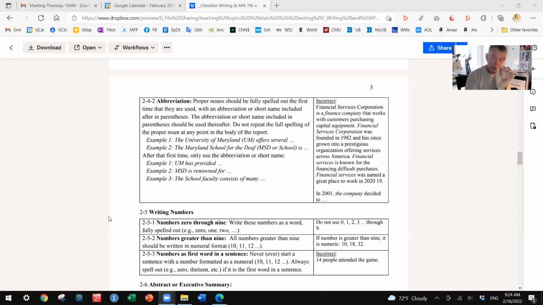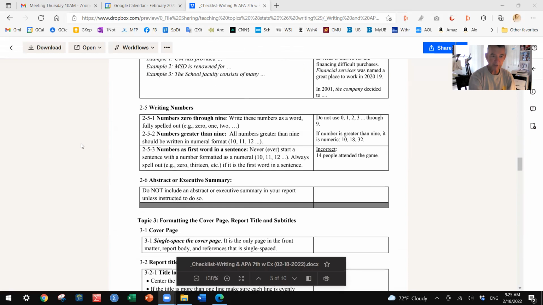When you put a name in parentheses, that's what you have to call the organization or the proper noun thereafter throughout the paper. So lots of examples here, and you can see how this looks, right? And you can see the incorrect example on the right-hand side. Financial Services Corp is a finance company, right? So we're using Financial Services Corporation was founded, and then later Financial Services is known as, and then another paragraph later referred to Financial Services Corporation as the company, and you can't do that. When you put a name in parentheses, that's the name that you're going to use for the rest of the paper.